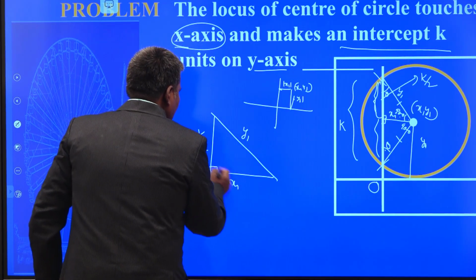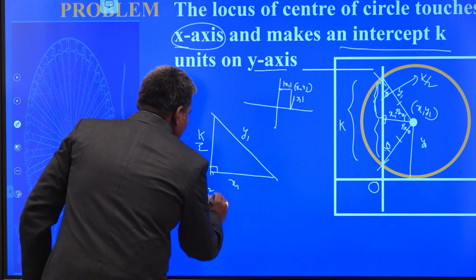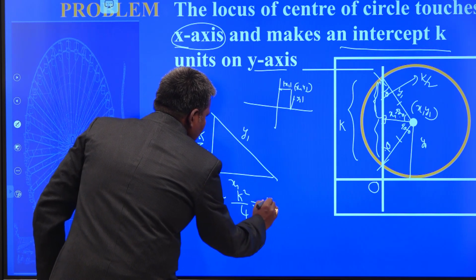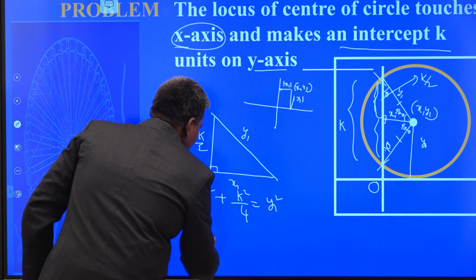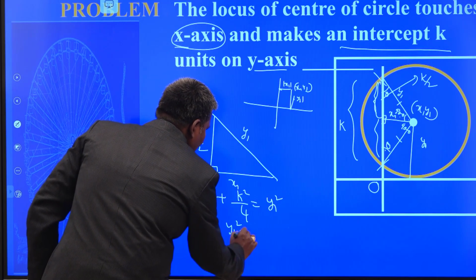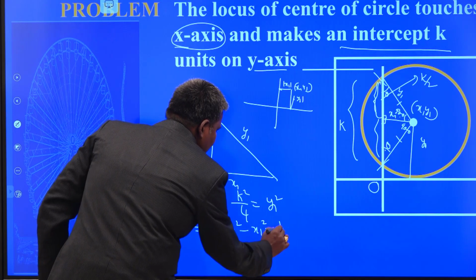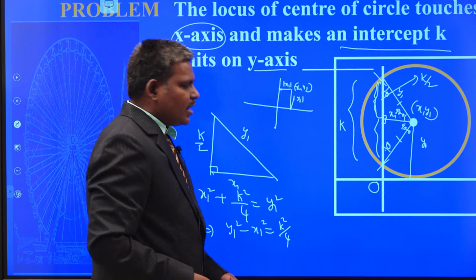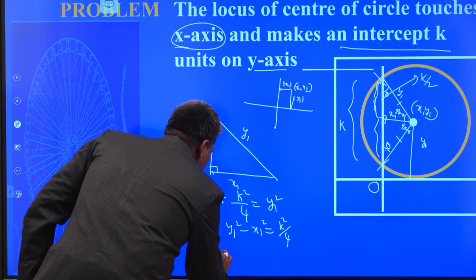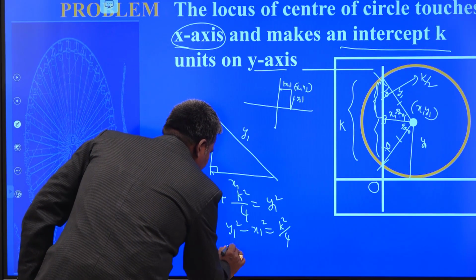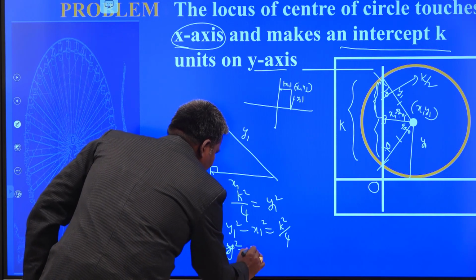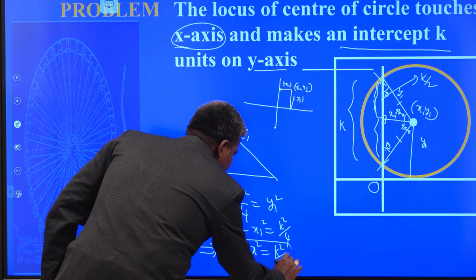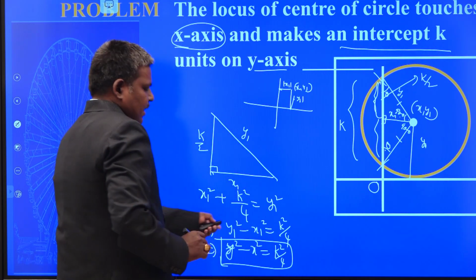So, now by squaring and adding this one, what happened? x1 square plus k square by 4 is equal to y1 square. This implies y1 square minus x1 square is equal to k square by 4. Can I write the locus of x1 y1 or not? Yes, you can easily write it. The locus of x1 y1 is y square minus x square is equal to k square by 4. This is the rectangular hyperbola.